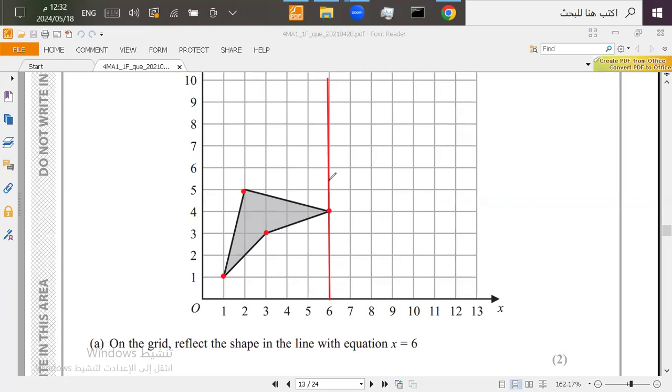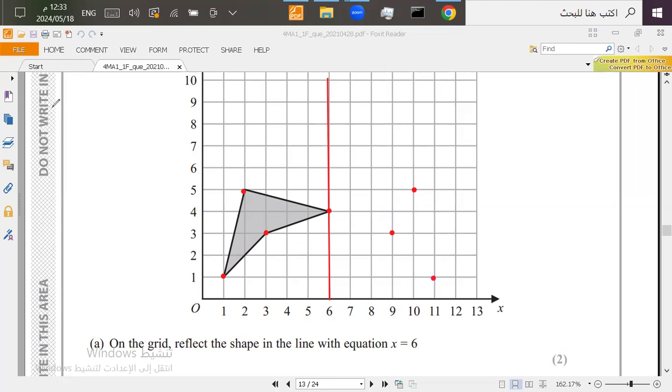Now, this point is on the mirror line. It means we're not going to move it. Now, let's take a look at this point. Let's count the distance between the point and the mirror. 1, 2, 3, 4. So 4 boxes. It means I'm going to go 4 boxes, 1, 2, 3, 4, and put the new point. Same idea with this one. 1, 2, 3, and I put the point. Same idea here. 1, 2, 3, 4, 5, and I put the point.